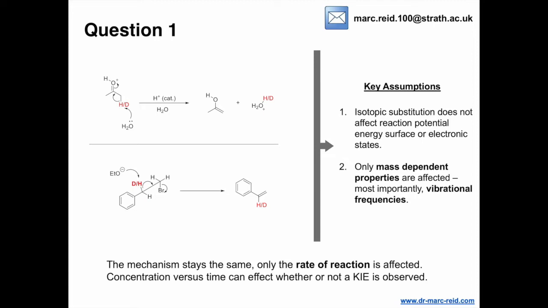Finally, we have to note some other assumptions about studying kinetic isotope effects, and you can see these on the right hand side of the slide. Assumption number 1, isotopic labelling, replacing CH for CD in our examples, does not affect the potential energy surface or electronic states. Assumption number 2, only mass-dependent properties are affected, most importantly, vibrational frequencies.